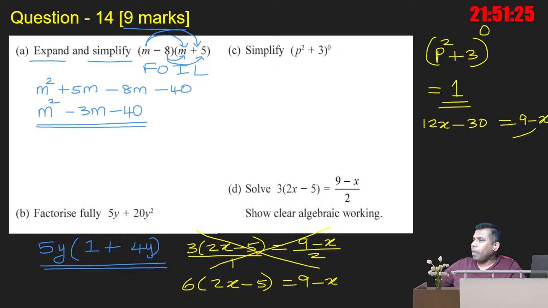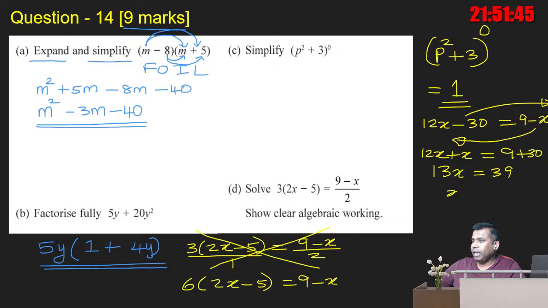So I'm going to bring the minus x to one side and the numbers to the other side. What is that called? Collecting like terms. So 12x plus x and 9 plus 30. So 13x equals 39, and easily you can find x equals 39 over 13, which is 3, right? So that is the answer for question number 14.